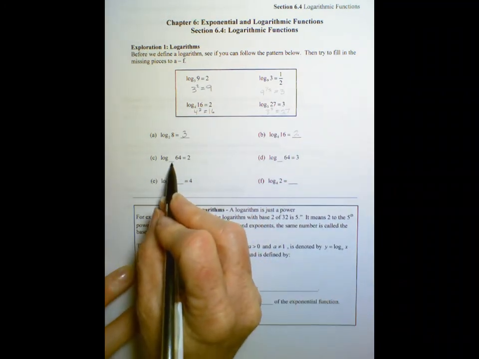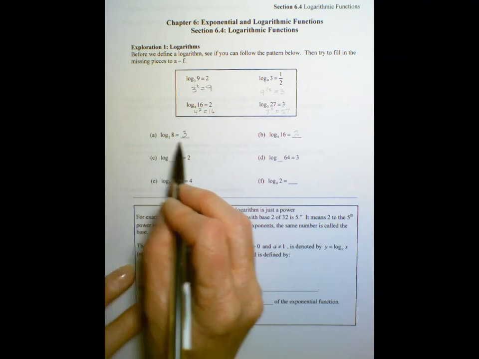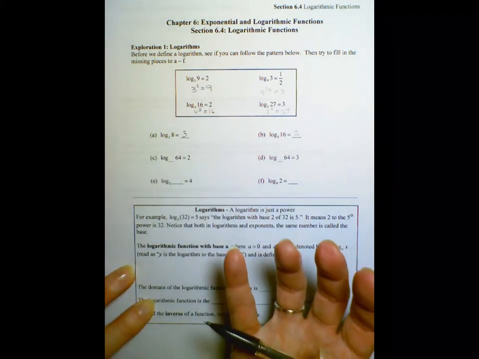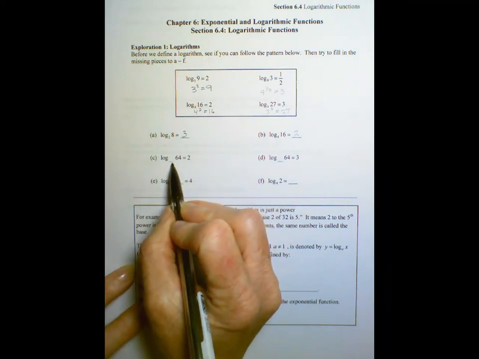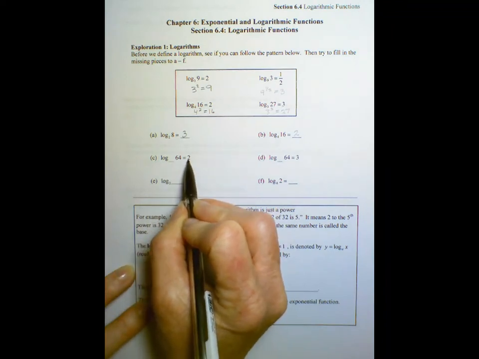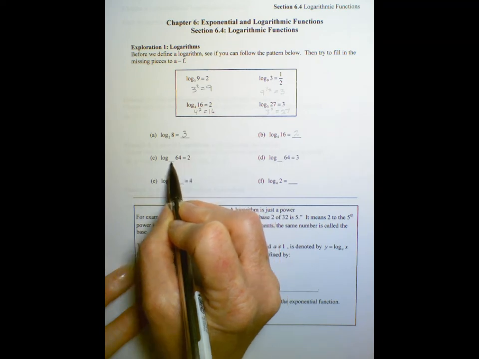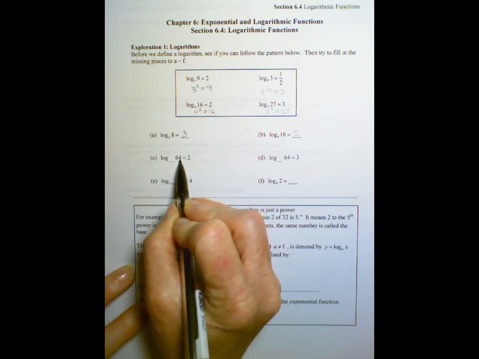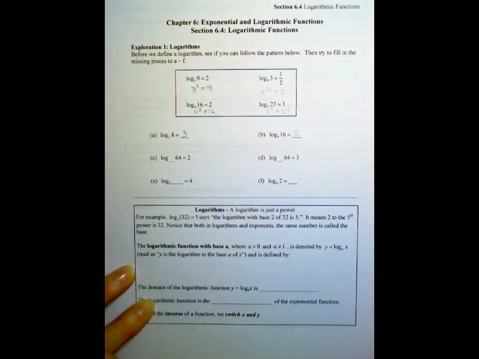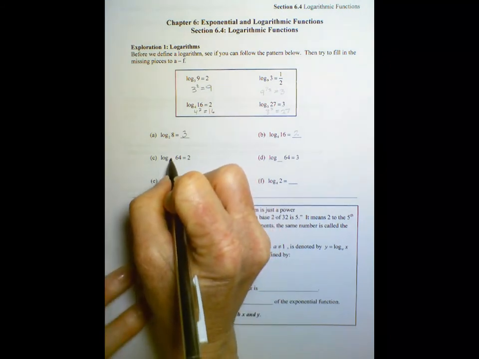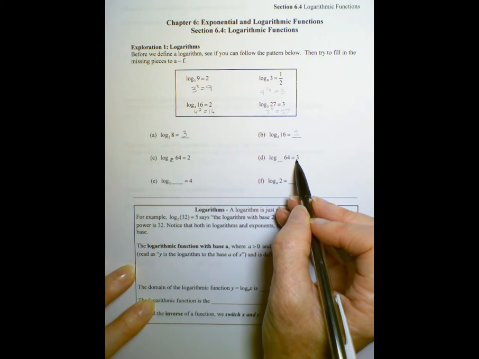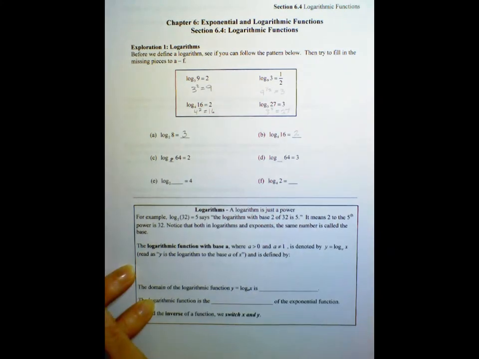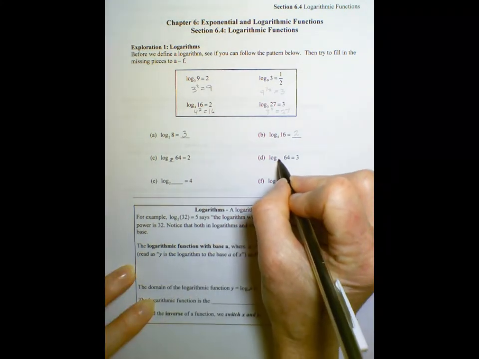Now this one we're looking for the base. The base is that small number telling us what base of log we're working with. So the question would be, what would we raise to the second power? What has an exponent of 2 that gives us 64? 8, yes. So this base is 8. So what raised to the third power would give us 64? Well, that would be 4.